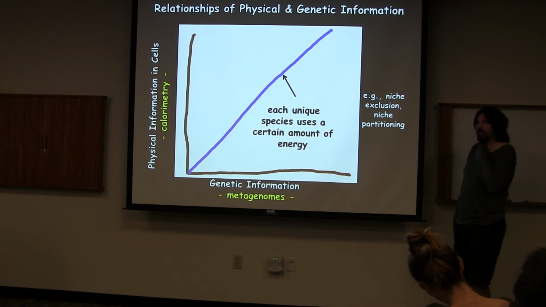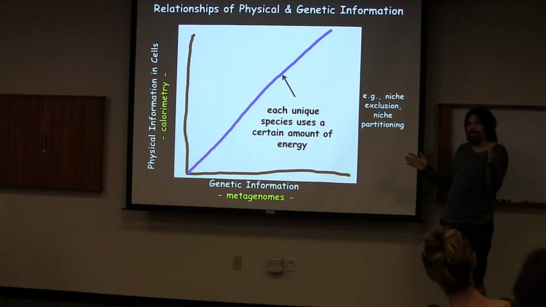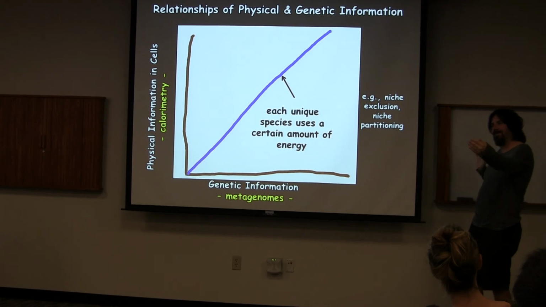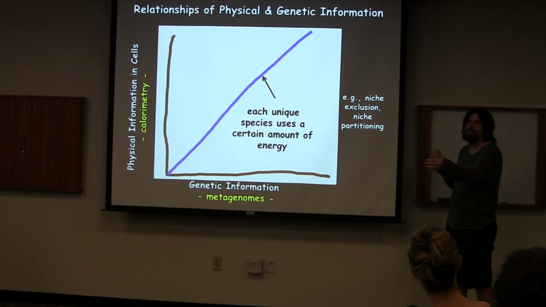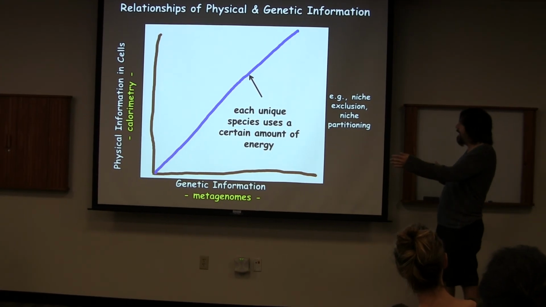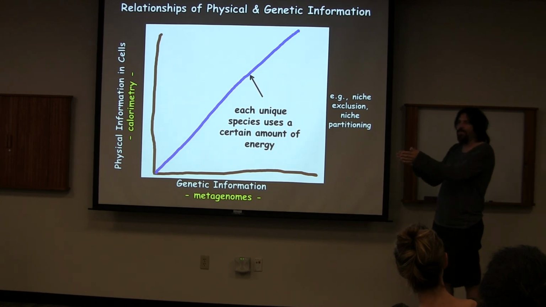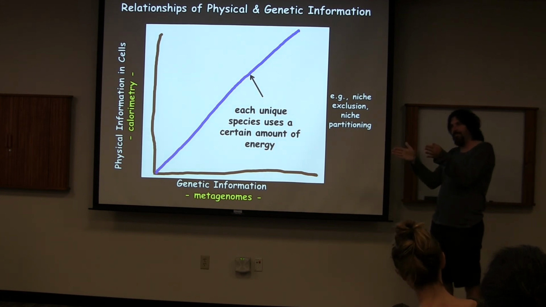Yeah, so niche exclusion is like you have a certain amount of resources, and you can imagine there's a line of resources, let's say. What happens is that if you're the first one in there, you grab a certain amount of those resources. And so you've excluded that part of the ecosystem from everything else. And then you get to break that.